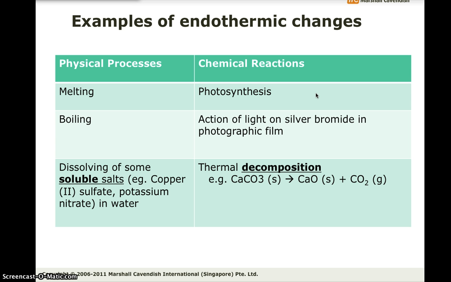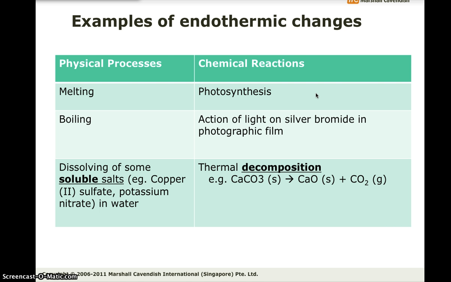Now, when you dissolve all this solid in water, you need to supply heat energy. That means heat energy is taken in from the surrounding. So this is an endothermic reaction. For chemical reactions, there are three. The first one is photosynthesis, action of light on silver bromide in photographic film, and thermal decomposition.